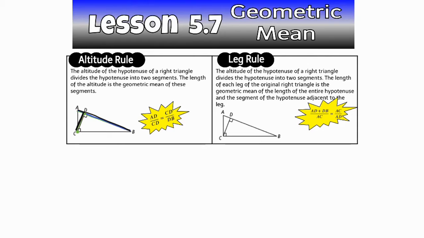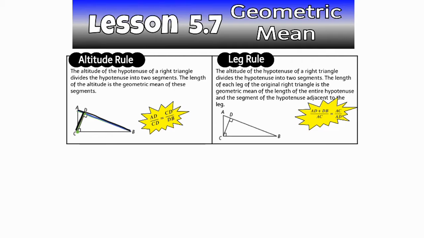All right, so now let's look at the leg rule. The leg rule says that the altitude of the hypotenuse, again, of a right triangle divides the hypotenuse into two segments. The length of each leg of the original right triangle is the geometric mean of the length of the entire hypotenuse and the segment of the hypotenuse adjacent to the leg. Whew, that's a lot of words.